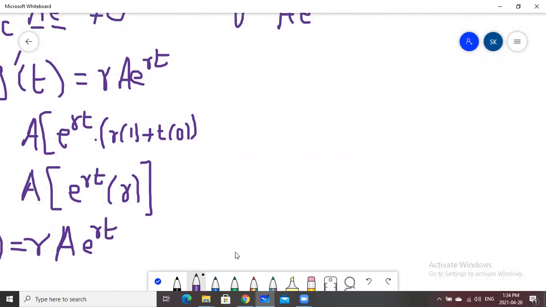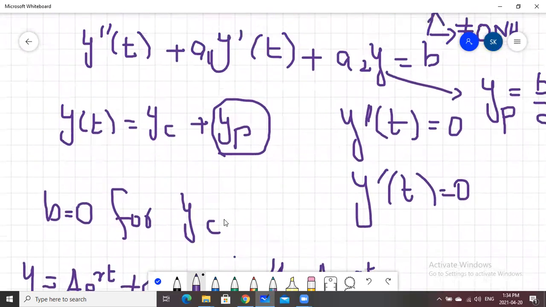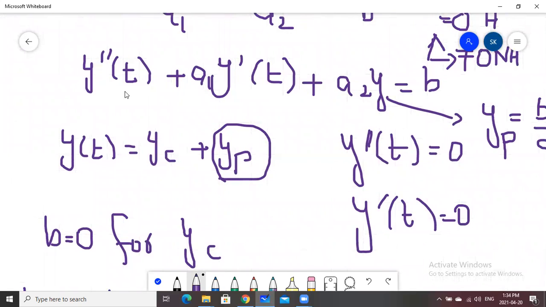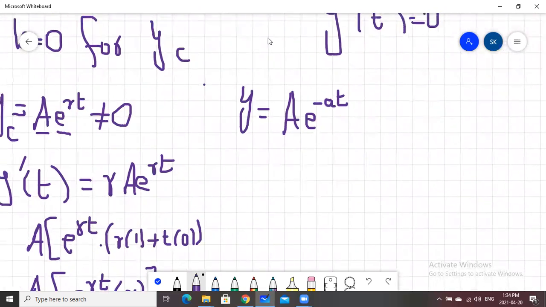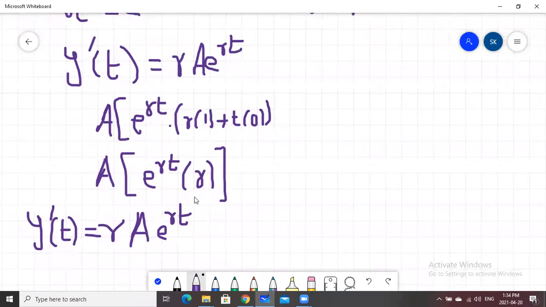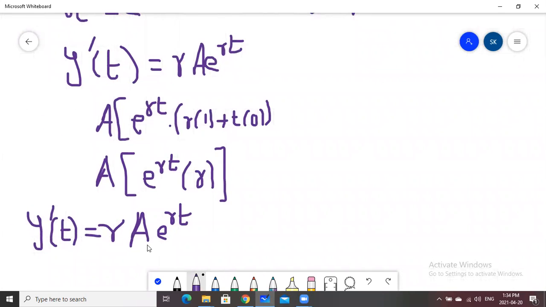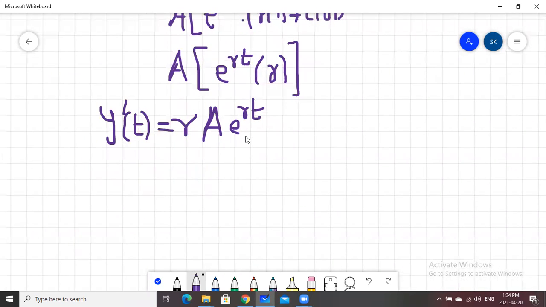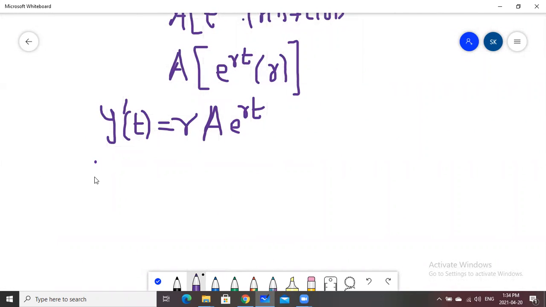Okay, now we will have to take the second order derivative as well, because in this function we have two derivatives, a1 y prime of t, and the highest order derivative is y double prime of t. So in order to take the higher order derivative, we will take the derivative of this function, that is r a e raised to power rt. Let's start it from here. Y double prime of t is equal to r square a e raised to power rt.